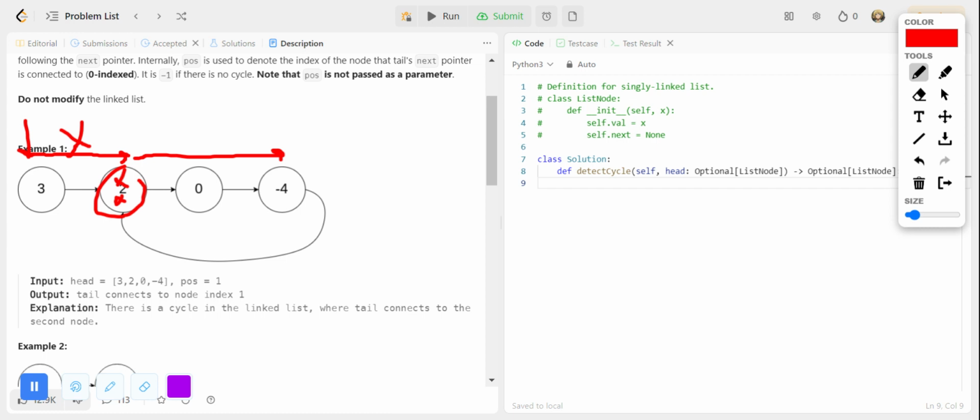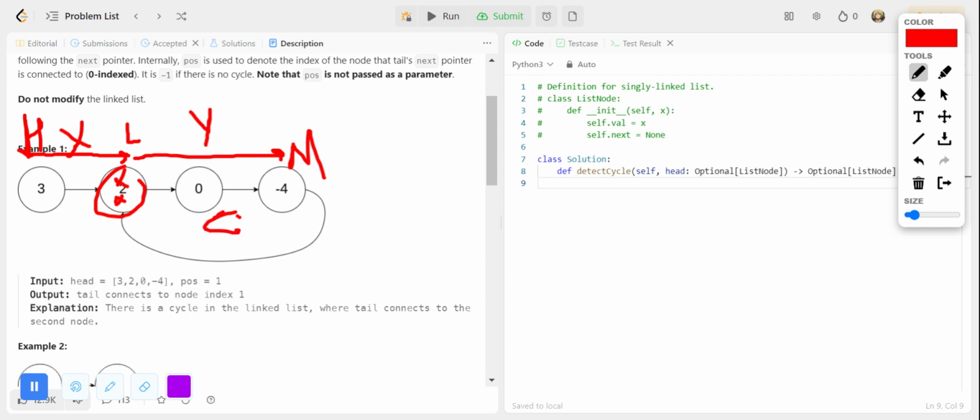So let's call the distance from where the loop starts to the meeting point m. Let's call the head of the linked list h, and l where the loop begins. As you can see, we have two distances, x and y, and let's call the length of the circle c. C is going to be the number of nodes in a circle.